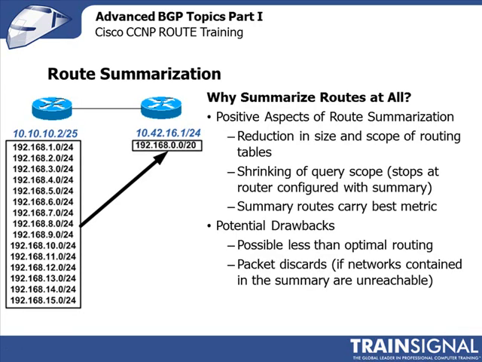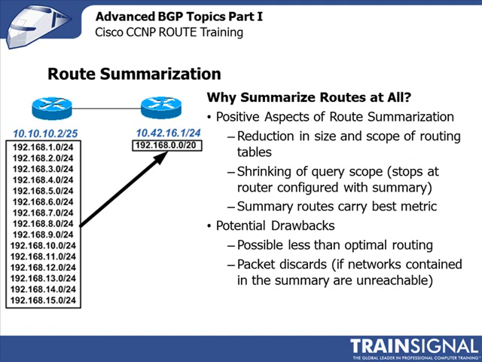So the first question is, why summarize routes at all? We've talked about this previously. Optimal routing protocols will summarize whenever possible. The reason is that you don't get points for having bigger routing tables. In fact, larger routing tables take more time to process, they require more memory, and they require more CPU cycles. So the smaller a routing table, the more efficient everything can be. As I just mentioned, the positive aspects of route summarization are that it shrinks the size of the routing table. It also reduces the scope of the routing table as well.